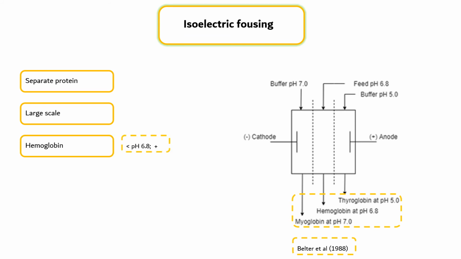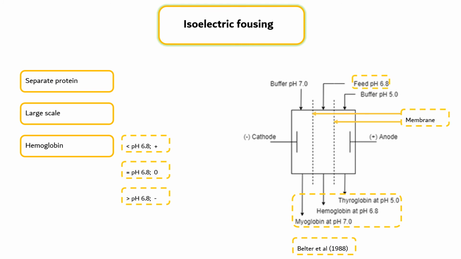Below a pH of 6.8, it is positively charged. At pH 6.8, it has no net charge. Above pH 6.8, it is negatively charged. The apparatus consists of three compartments separated by two non-ionic membranes. Feed solution buffered at a pH of 6.8 enters the central compartment.